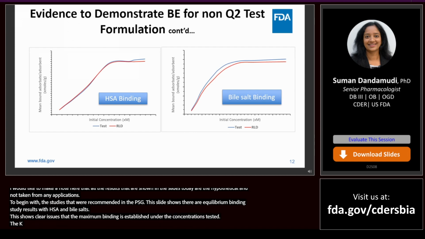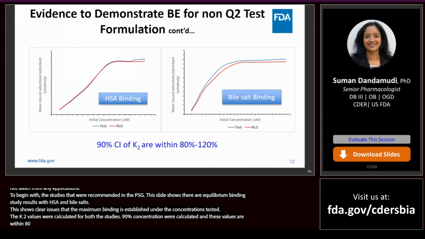As per the PSU, the 90% confidence intervals of the T by R ratios of the K2 values were calculated, and these values are within 80 to 120%, thus demonstrating the capacity of protein and bile salt binding is similar between the test and reference products.